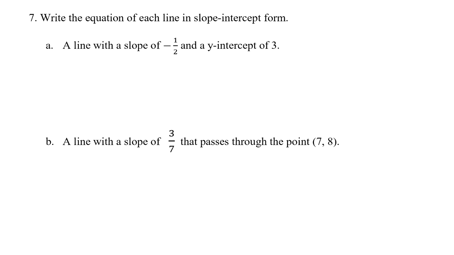So this first one says, write the equation of a line with a slope of -1/2 and a y-intercept of 3. You can think about this as the 0th term. It's starting out at 3, and every single time it's decreasing by 1/2. So you're subtracting 1/2 each time you move forward.